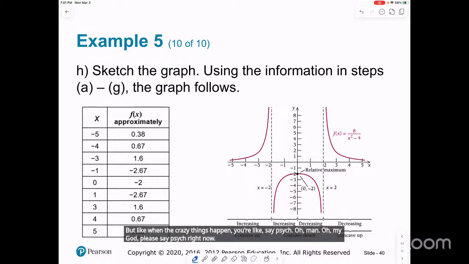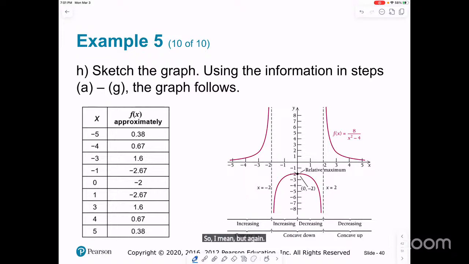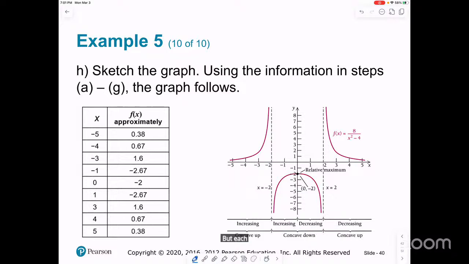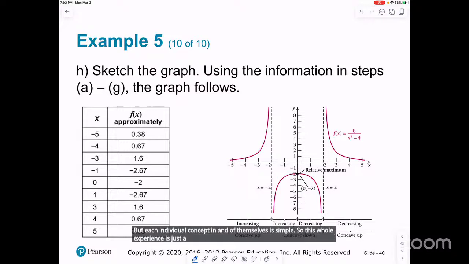But I feel like the takeaway here is that in totality, it's daunting. It can seem overwhelming. It's very easy to get lost in the sauce. But each individual concept in and of itself is simple. So this whole experience is just a long string of simple ideas. What you have to do is give yourself time and work on this when you're fresh.